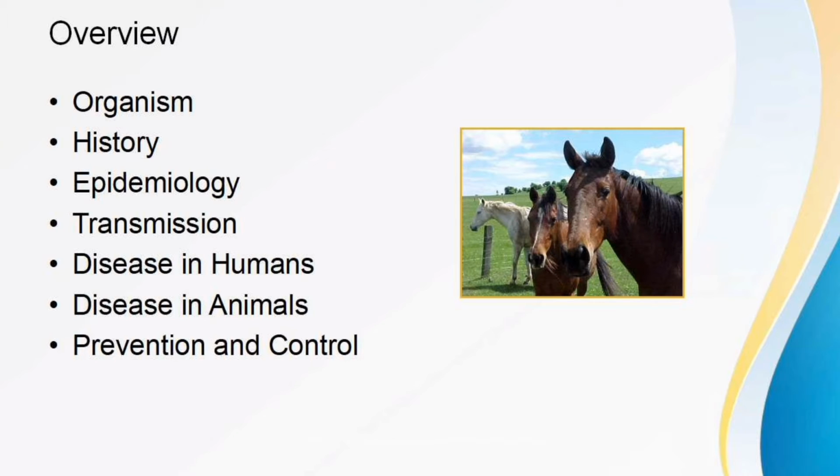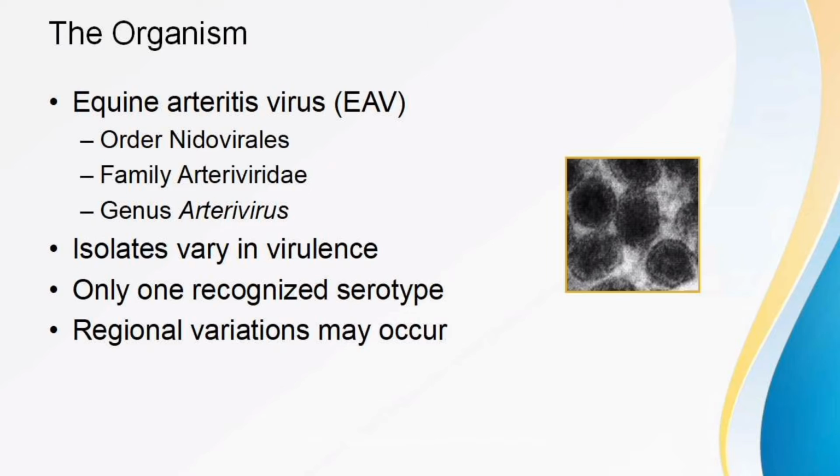Equine viral arteritis is caused by equine arteritis virus, an RNA virus in the genus Arterivirus, family Arteriviridae, and order Nidovirales. Isolates vary in virulence and the potential to induce abortions. Only one serotype has been recognized. Limited genetic analysis suggests that virus strains found among the donkeys in South Africa may differ significantly from isolates in North America and Europe.